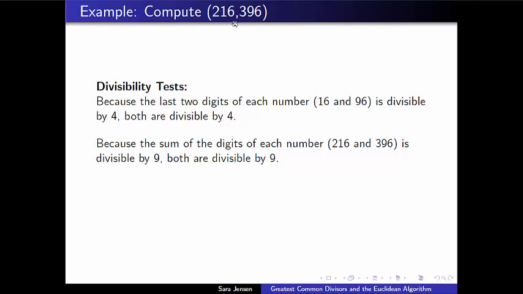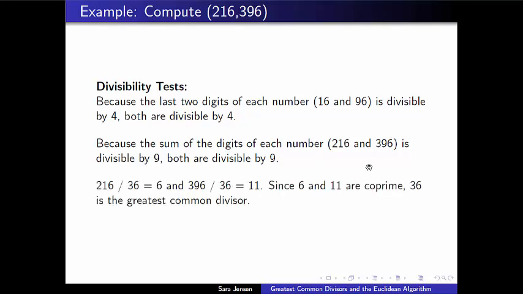Similarly, if the sum of the digits of a number is divisible by 9, then the number is divisible by 9. That happens to be the case for each of these numbers. The sum of these digits is 9, and the sum of these digits is 18. Both of those are divisible by 9, so the whole number is divisible by 9. And that means that 36 divides 216. And when I do 216 divided by 36, or 396 divided by 36, I get 6 and 11. And those numbers are definitely coprime. So that would tell me that this is the largest divisor that divides both of them.